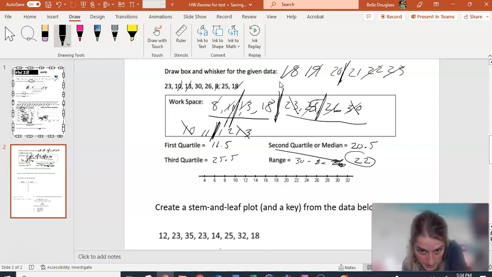So now you're going to make, on this graph that I wish was a little bit further down, a box and whisker plot. You need 5 numbers. Those 5 numbers are your minimum, quartile 1, quartile 2, quartile 3, and your maximum. So minimum is 8. Quartile 1 is 11.5. Okay, so this goes from 10 to 12.